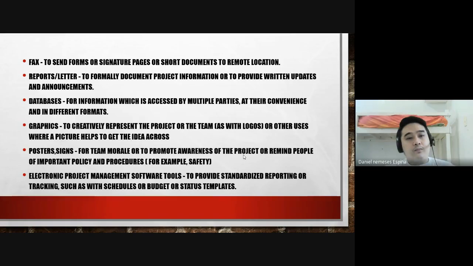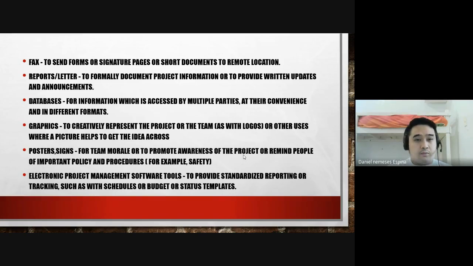Databases, for information which is accessed by multiple parties at their convenience and in different formats. For example, you have the OPIS. That's the database for all your information. Thanks to that, you can still enroll, you can still enlist, even though you are outside the school premises.